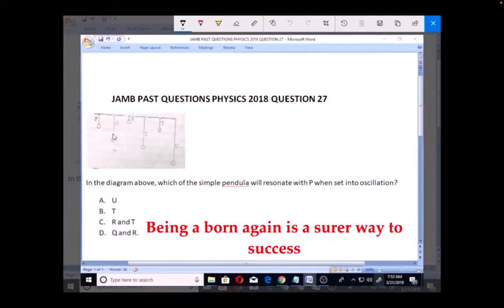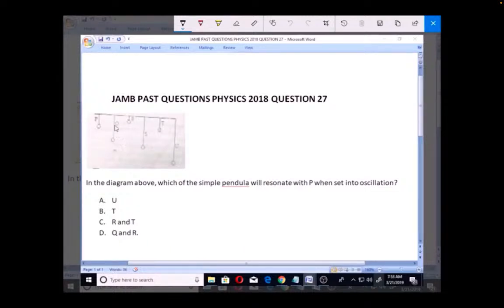So this is the diagram showing P. You can see pendulum P and pendulum T having the same length. You can see Q, you can see R, you can see S, you can see U. So, which of the simple pendula will resonate with P when set into oscillation? You can see that P and T are having the same length, so it's likely that T is the answer to the problem. And that makes option B the right answer to this problem.